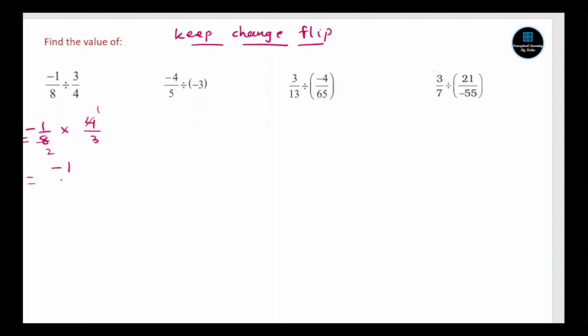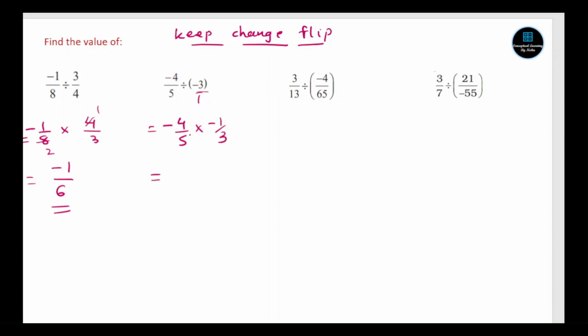Minus 1. 2 into 3 is 6. So this is my answer. Perfect. Alright, let's solve the second one. Keep, change, flip. So what I'll get: minus 4 upon 5 as it is, change the sign and take the reciprocal. Negative 3, reciprocal of negative 3. Just imagine there is 1 below. So it is negative 1/3.